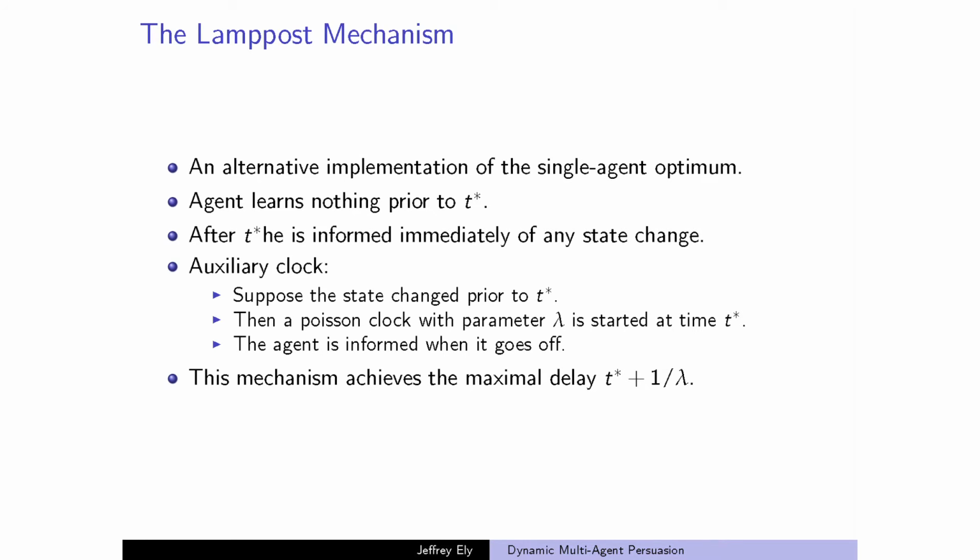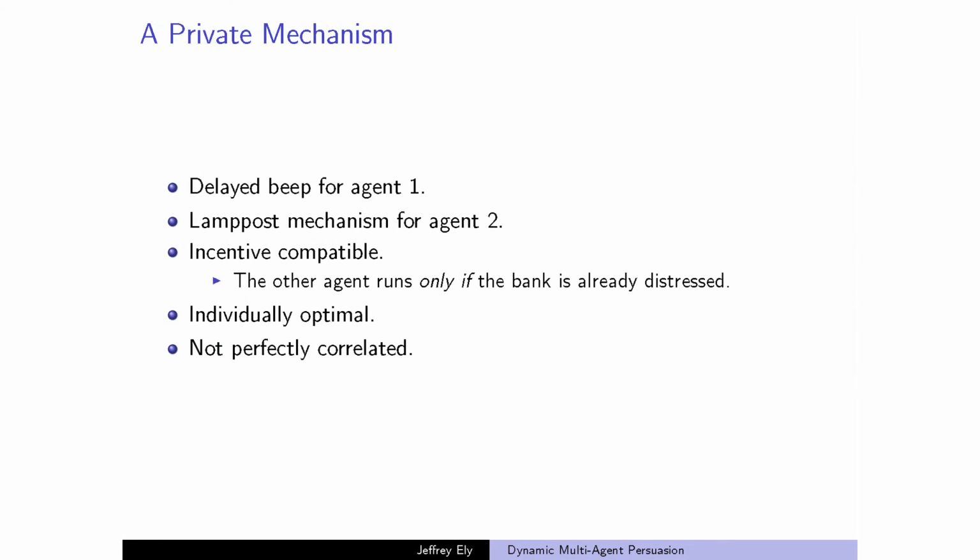All right. So this mechanism is individually optimal, and the run times are not perfectly correlated. So it does better than the public beep mechanism, again, under the assumption that the principal likes bank runs worse than the sum of the individual disutilities. But it's not optimal. Okay? So it's possible to do better.